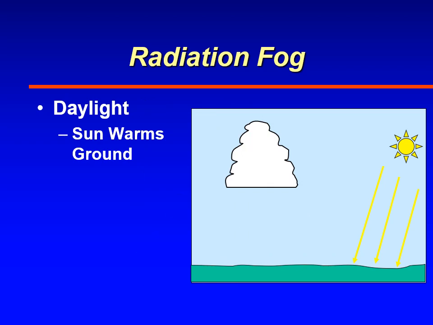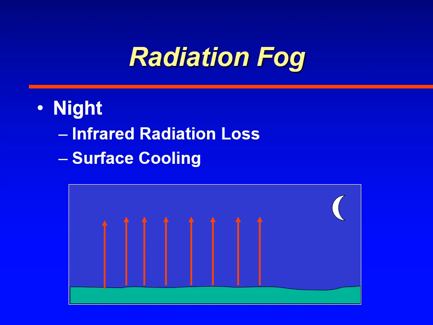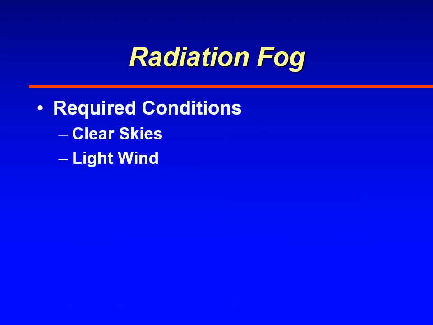During the day, the sun's out, it's warming up the ground. At night, the sun disappears, the ground gives up terrestrial radiation. That loss of energy results in a drop in temperature of the surface, and the air contacting the surface cools. So what you need are clear skies and light winds. Notice I didn't say calm winds, but light winds.